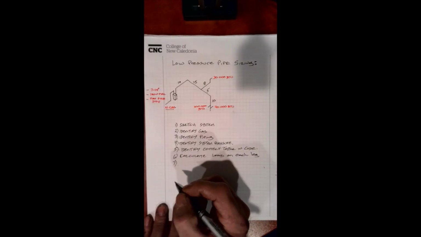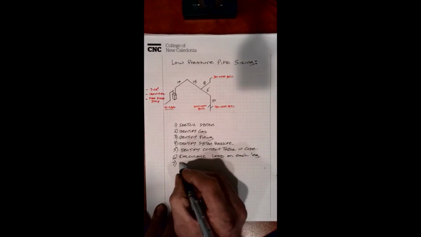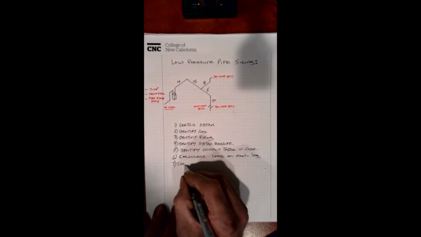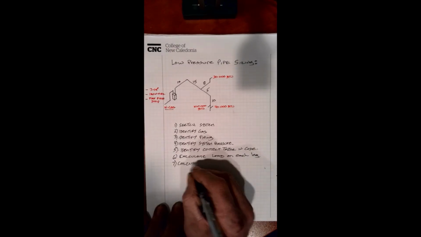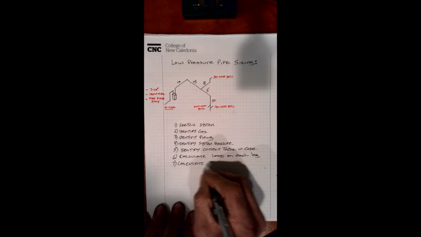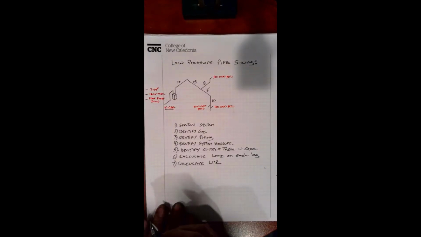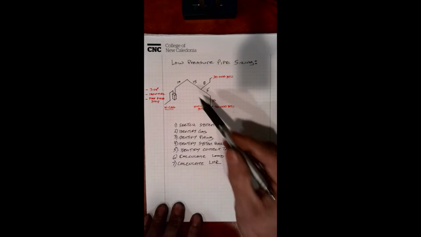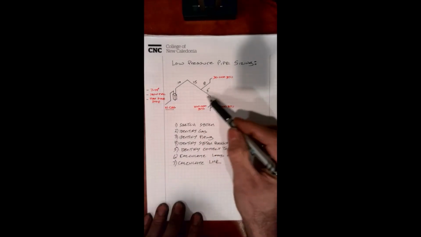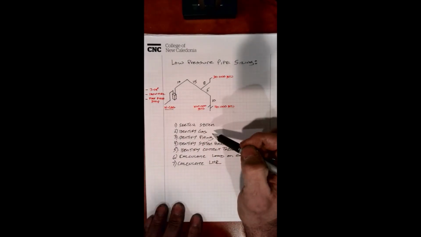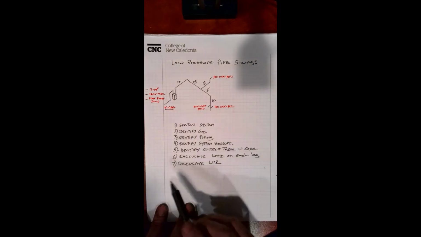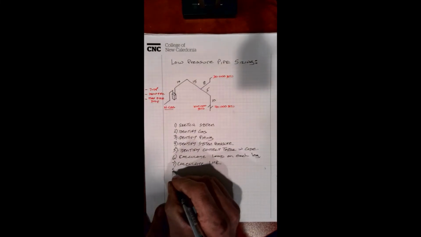Step 7, we're going to calculate our longest measured run, or LMR. And the longest run is simply the longest route that we need to supply gas to. And I'll go over that in a little bit more detail here shortly.